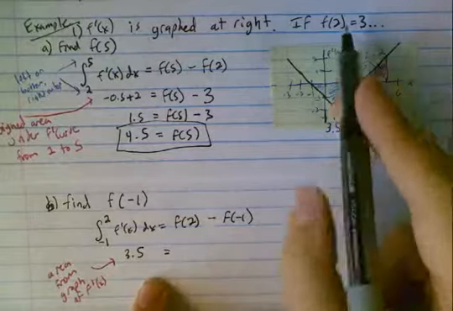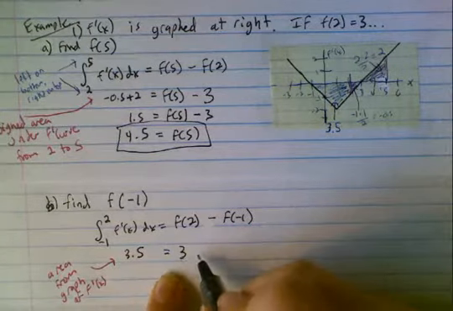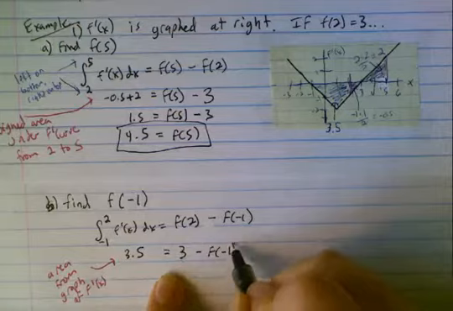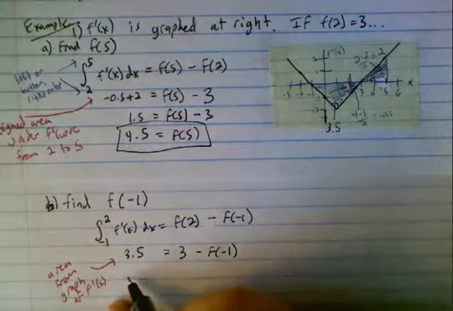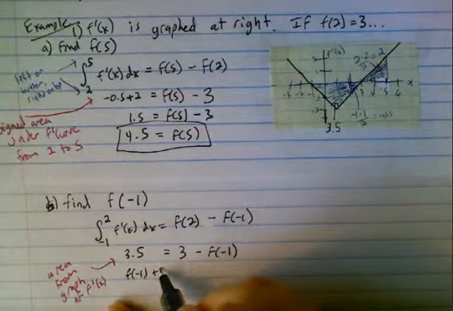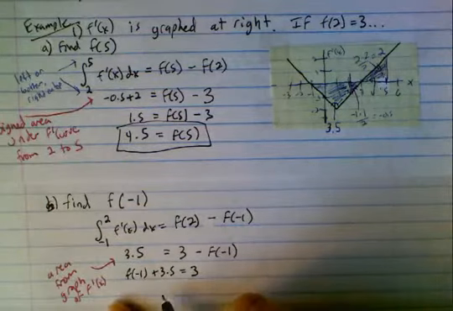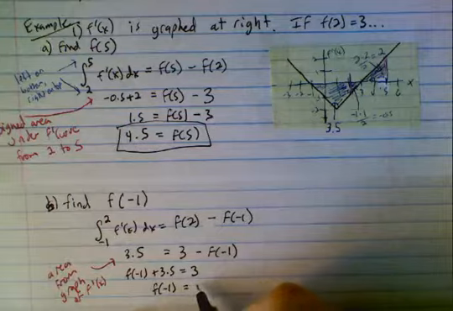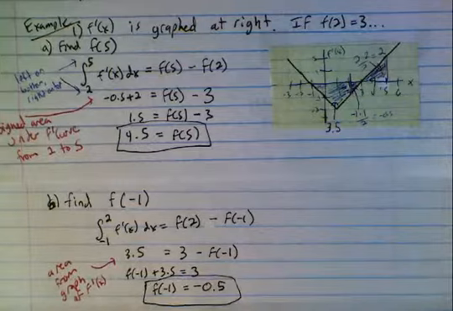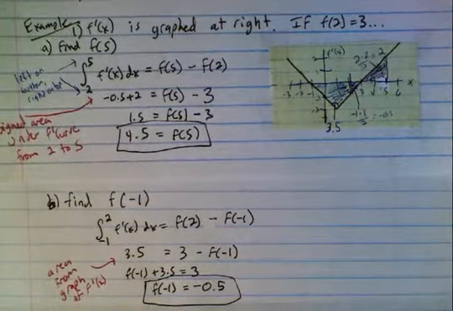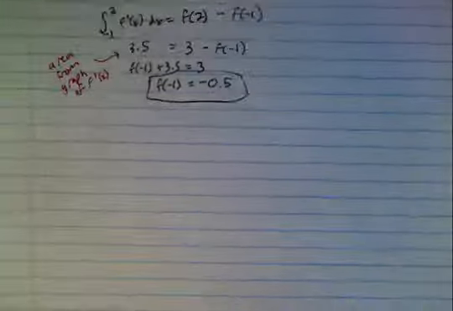f of 2, we're told is 3. f of negative 1 we want to know. So there's a minus sign there, so let's add f of negative 1 to both sides. Subtract 3.5. And there we go. So make sure that you're able to do that. Go back and practice on it if you need to. Let's move on to doing some practice problems.